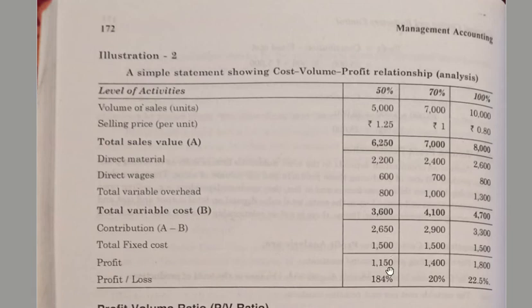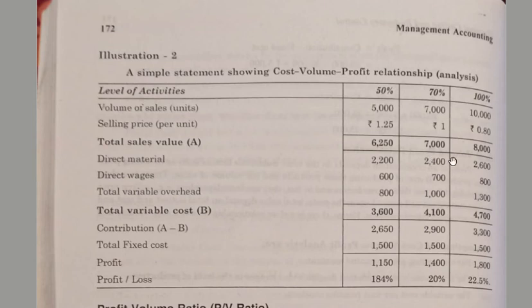2,650 minus 1,500, which is 1,150. 2,900 minus 1,500, which is 1,400. 3,300 minus 1,500, 1,800. So the profit or loss percentage is nothing but profit divided by sales value into 100. So 1,150 divided by 6,250 into 100, which you get 18.4%.